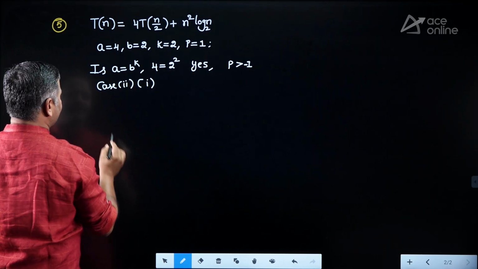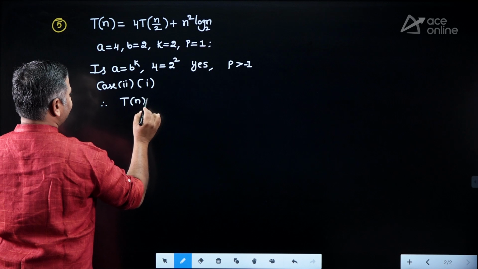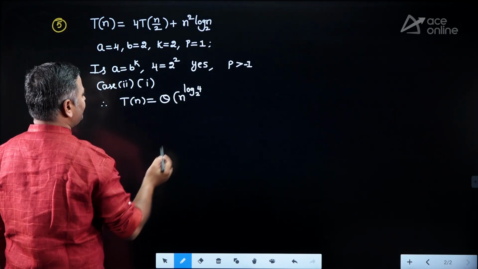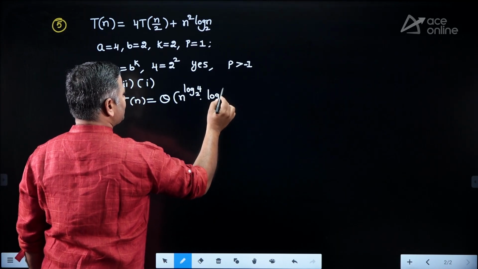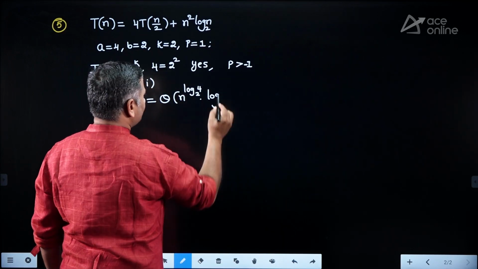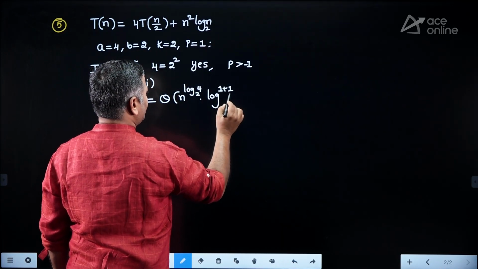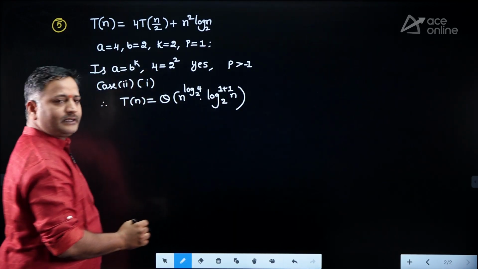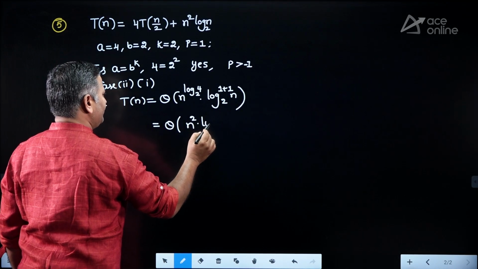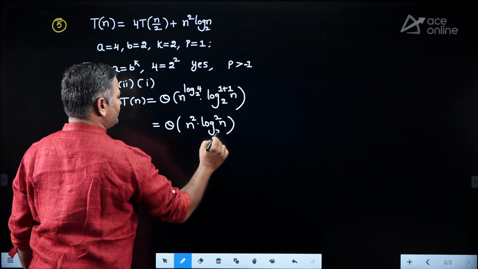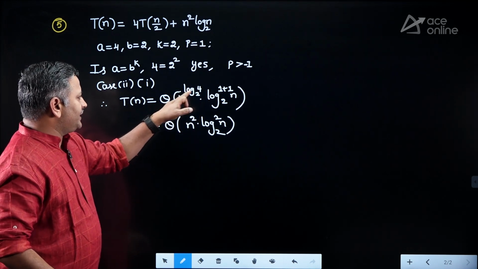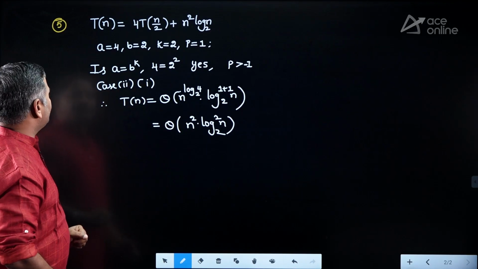Under second case it is the first bit. Therefore, T of n is equal to theta of n to the power of log a base b into log to the power of p plus 1. So, p plus 1 means 1 plus 1, log to the power p plus 1 n base 2. Clear friends, okay? By simplifying, we will get the result as theta of n square into log square n base 2, because log 4 base 2 means we can write it as 2 square, we get 2 here. So, n square into log 2 base 2, and log 2 base 2 value is 1. So, this is the first one.